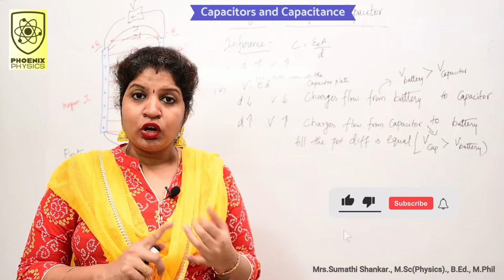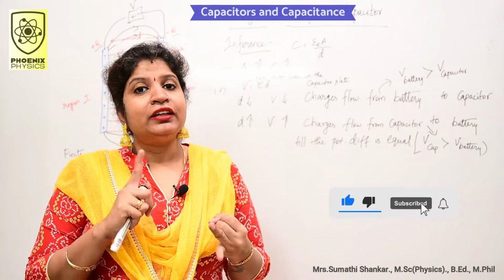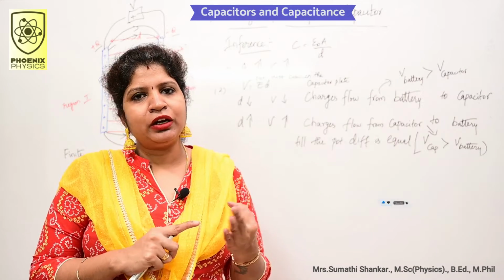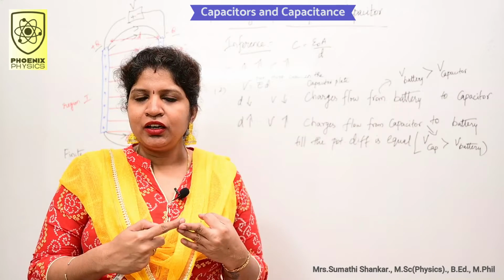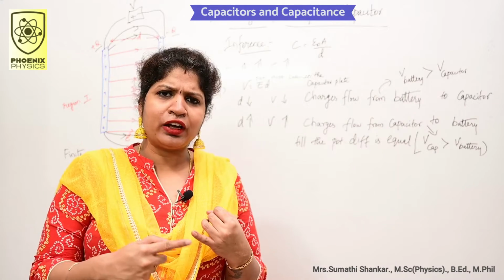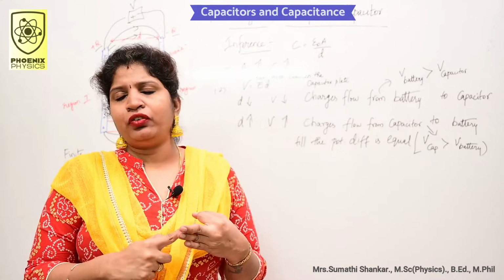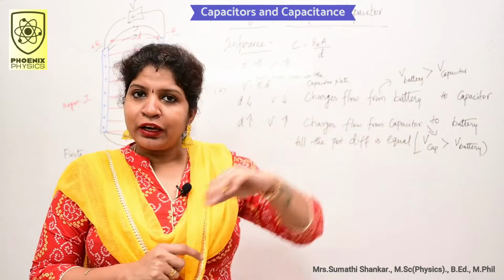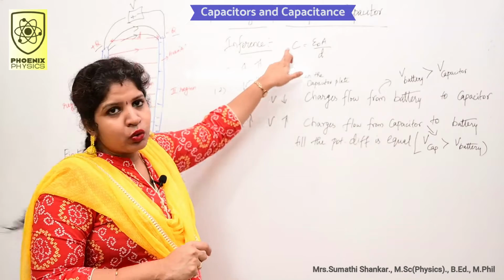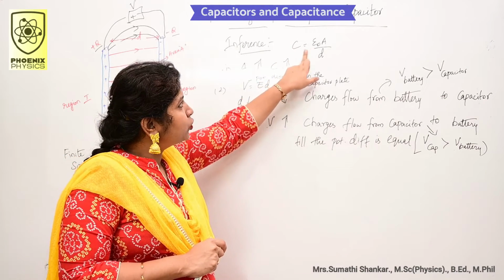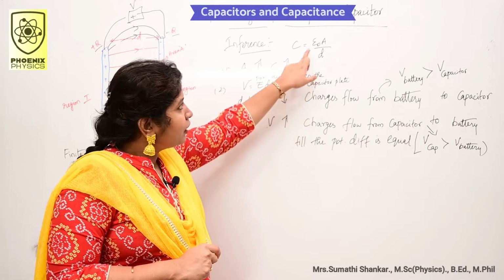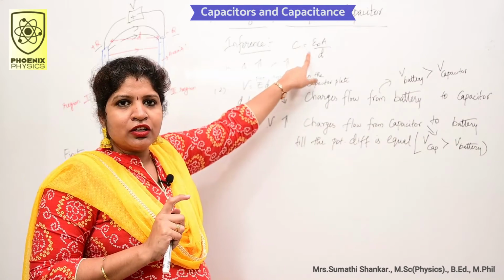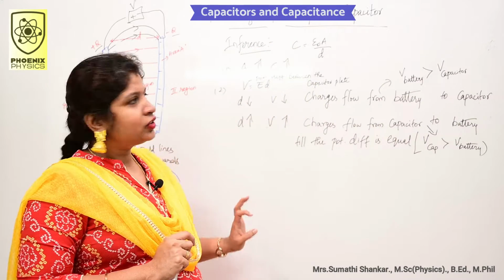We discussed about what is capacitor, then capacitance, then unit for capacitance is nothing but coulomb per volt or farad, but the practical unit is picofarad, nanofarad, then microfarad. Then we discussed about capacitance of a parallel plate capacitor. We derived one expression, that is C is equal to epsilon naught A by D. From this equation we concluded 2 points. If A increases, C also increases.